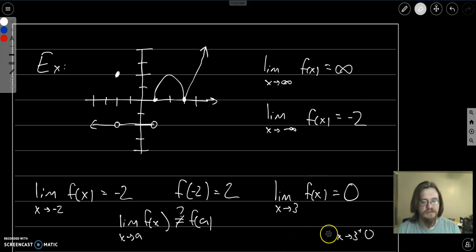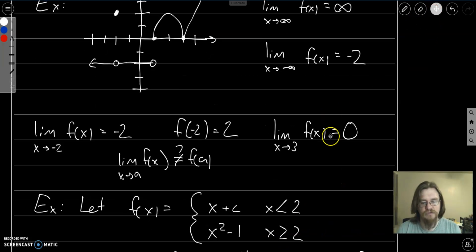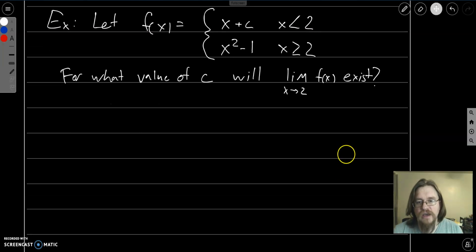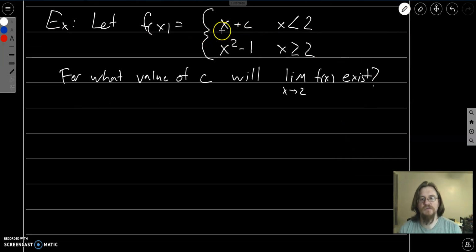So let's do one final example. And here we have a piecewise function. We've got f(x) equal to x plus c when x is less than 2, and x squared minus 1 when x is greater than 2. So the question is, what value of c would make this limit exist?